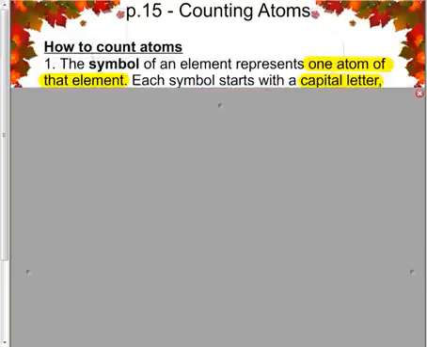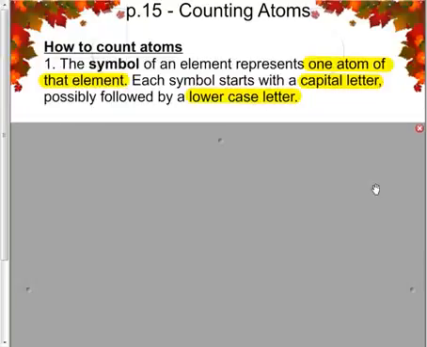Today we're going to talk about how to count atoms, Unit 1, page 15. When we count atoms, the first thing we need to worry about is the chemical symbol. The symbol of an element represents one atom of that element. Each symbol starts with a capital letter, possibly followed by a lowercase letter. The highlighting is the part that you should be filling out in your notes.